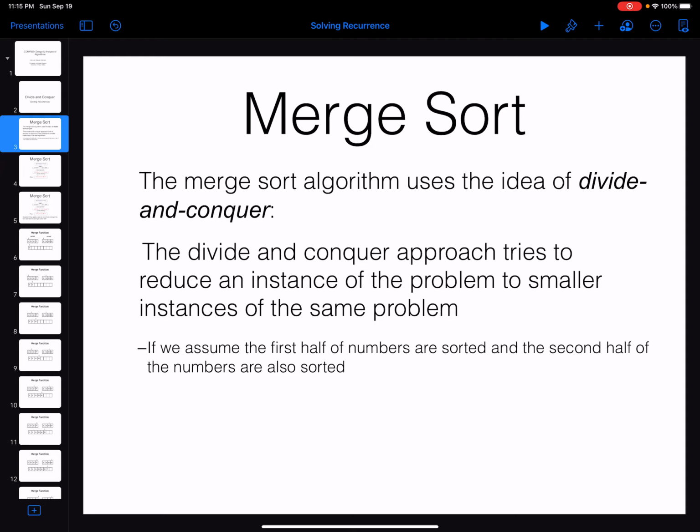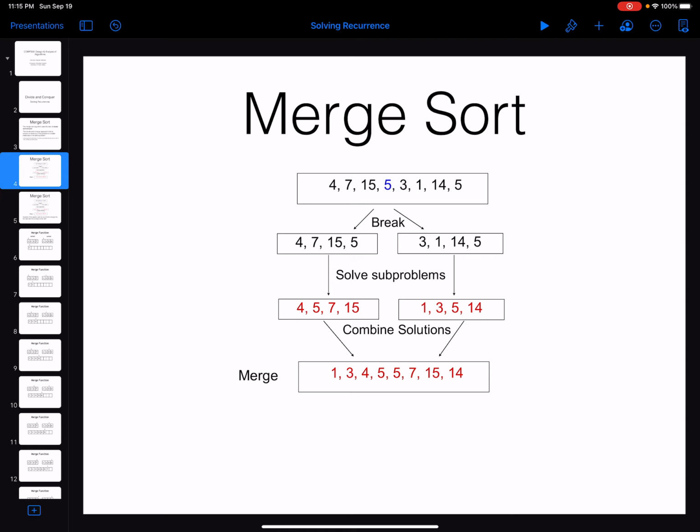So for merge sort, the problem is sorting. We have a list of items, and we want to sort them. The idea of merge sort is to divide our list of items into two halves, and sort each of these halves, right? So this is going to be that conquering step. And then after you have two sorted sub-arrays, combine them to get the list of full items, the original list, in sorted format. So that last part is going to be actually combining the solutions, or the merging.